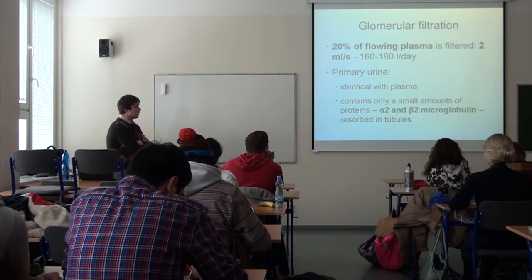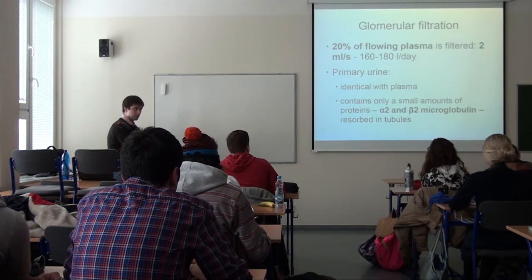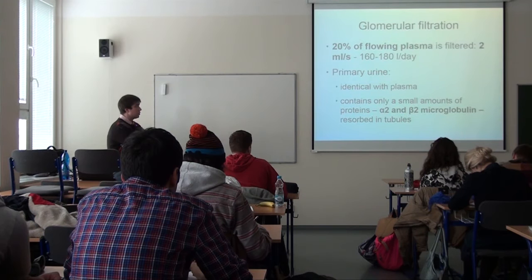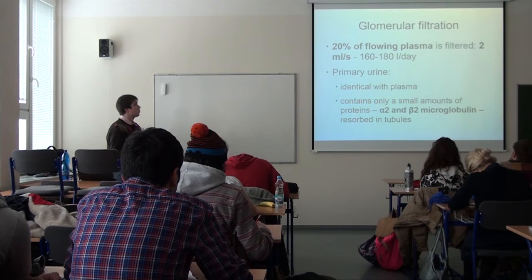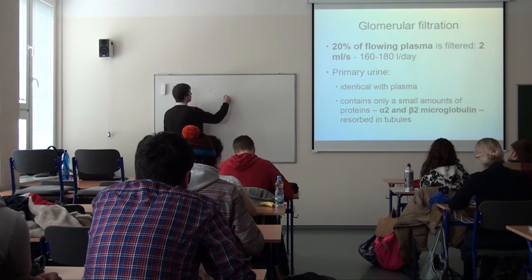Every day we produce about 160 to 180 liters of primary urine. Yes, primary urine is the product of the glomerular filtration. In some books, you have this value expressed in different values. Somewhere you will read 160 to 180 liters. In other books, you will read 2 milliliters per second. And in the others, 120 milliliters per minute. Yes?